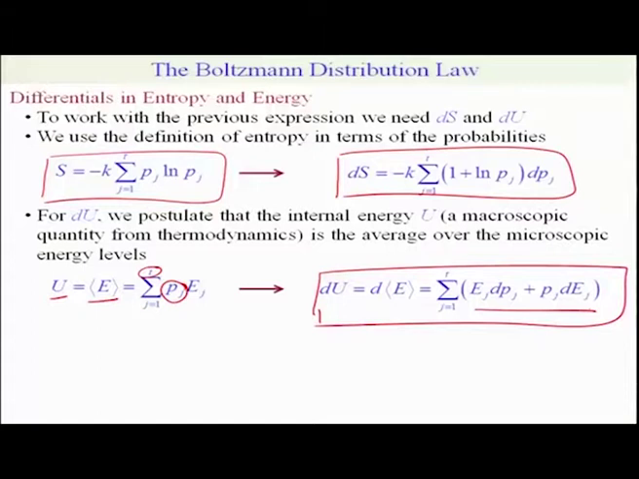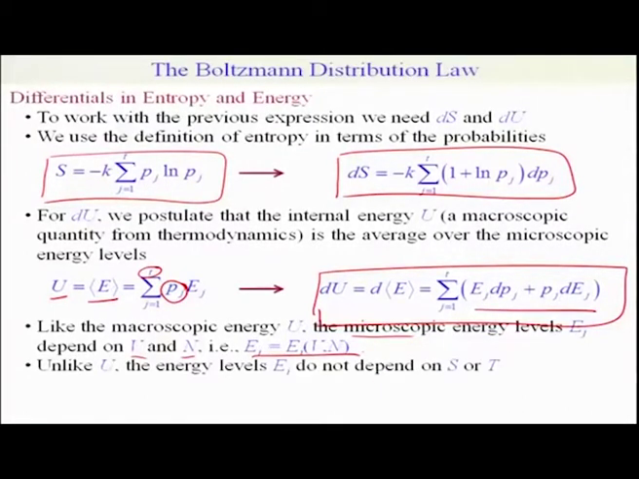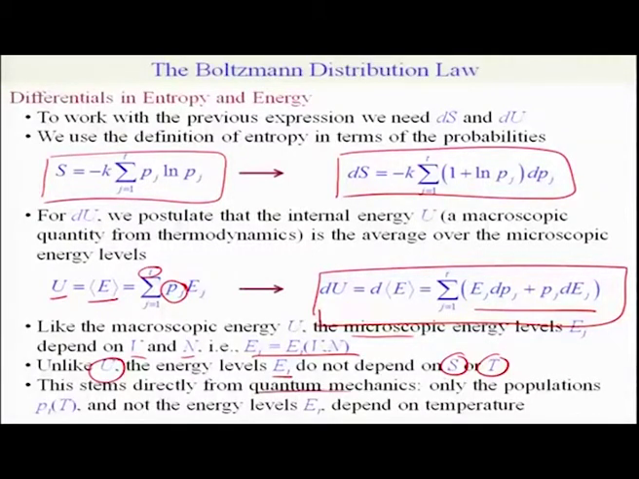One important thing is that we have E_j dP. P is a variable with respect to j, but what about dE? Is the energy level variable? Like the macroscopic energy U, the microscopic energy E_j depends only on V and N. So, E is basically a function of V and N. Unlike U, the energy levels do not depend on the entropy or temperature. E actually depends only on the system. That comes directly from quantum mechanics.